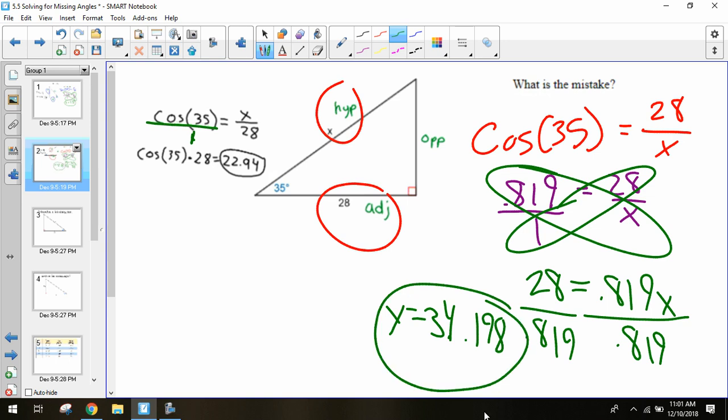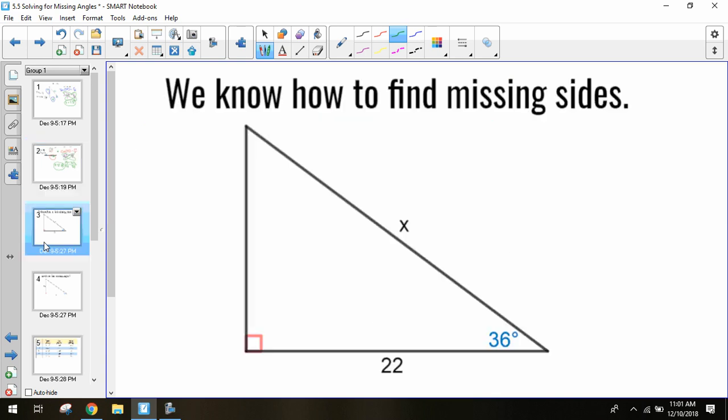Are we okay with this? So last week, this is what we focused on: solving these missing sides, being able to find those missing pieces of our triangle. If you have this mastered, what we talk about today will be a breeze, and you'll probably fly through it. So we know how to find missing sides. We know how to solve this.